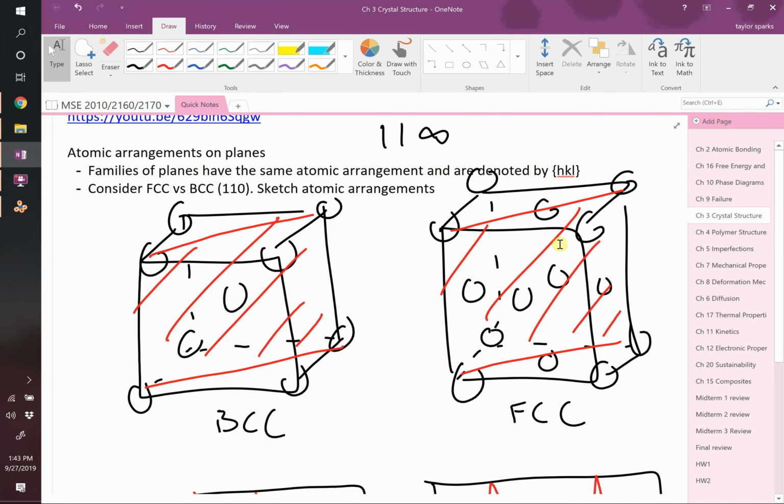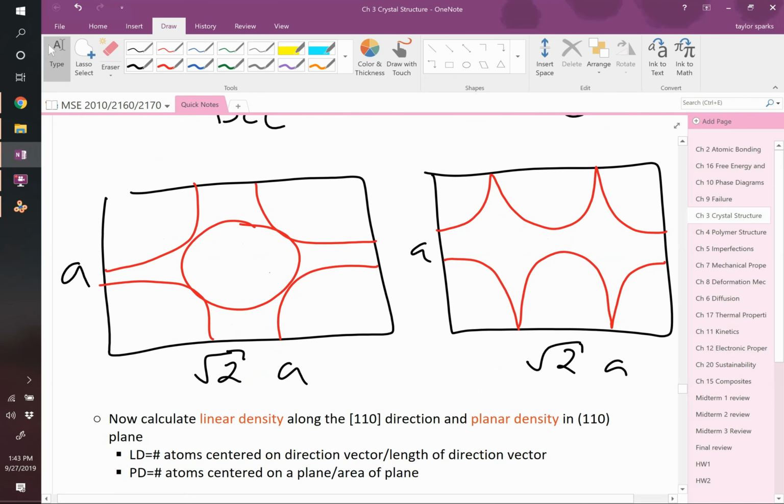Why do we care about this? Because from this drawing, we can calculate planar and linear density. Or in other words, some planes are just more closely packed than others. You could calculate this. This has a total of 1, if you include the 4 times 1/4, plus 1 in the middle. So that's 2 atoms centered on this plane, divided by some area. This one is the same thing. It's also 1/4 plus 2 times 1/2. So these happen to have the exact same planar density.